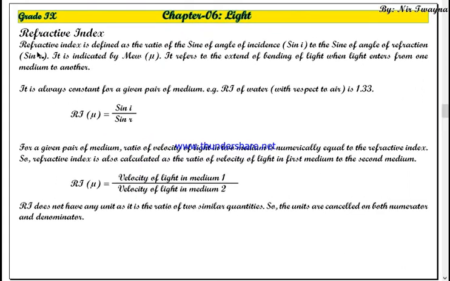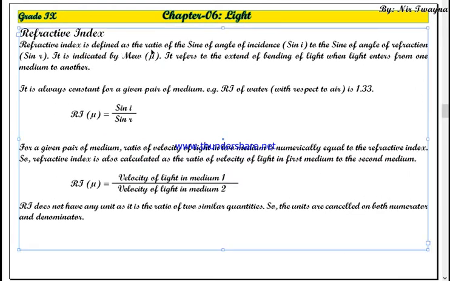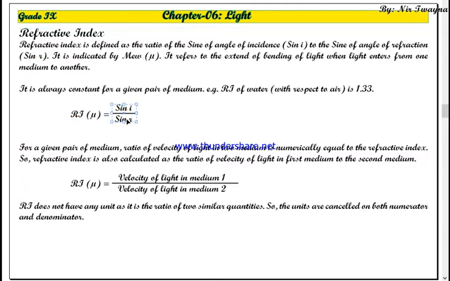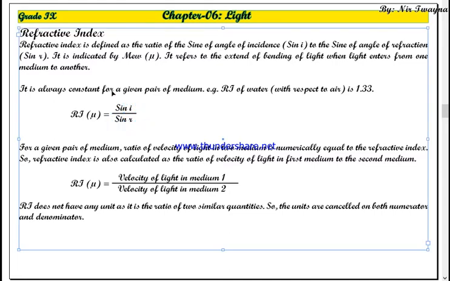See the note. Refractive index is defined as the ratio of the sine of angle of incidence, that means sine I, to the sine of angle of refraction, that means sine R. So Ri equals sine I by sine R. It is indicated by mu. This sign is actually a Greek letter, and it is read as mu, a combination of m and u.